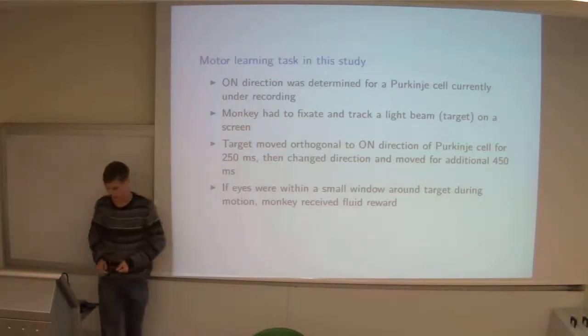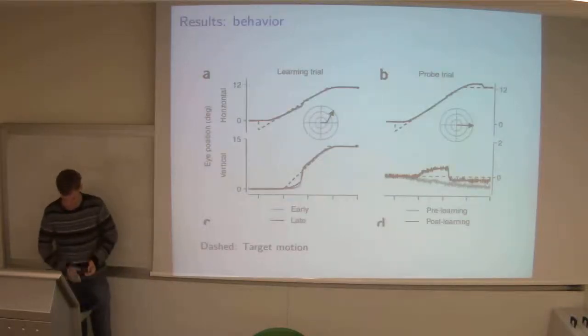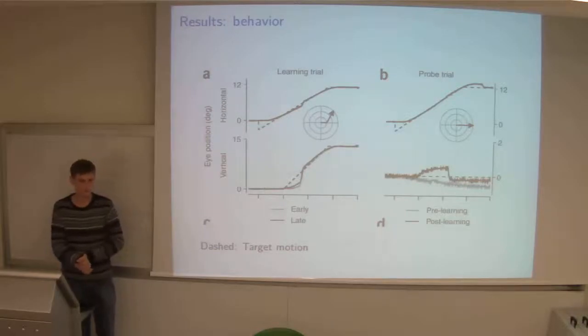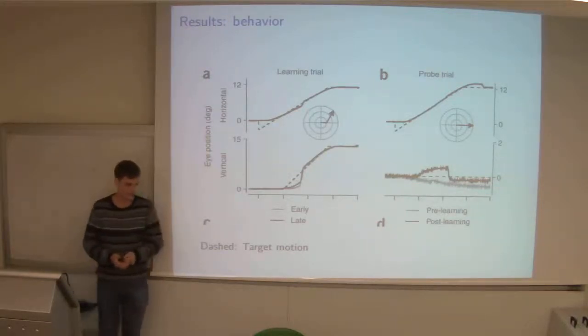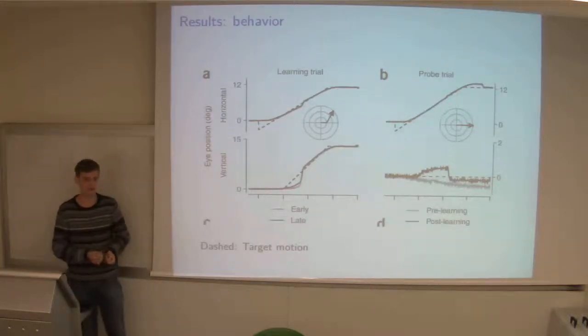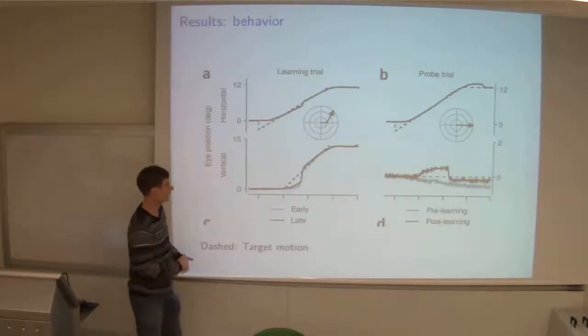And then it received the reward, as I said. So it was always these 250, so the monkey knew when the change was going to happen. The idea is that the monkey learns that there will be a change in direction, and that it somehow anticipates this change with its eye movement. And actually you can see this.